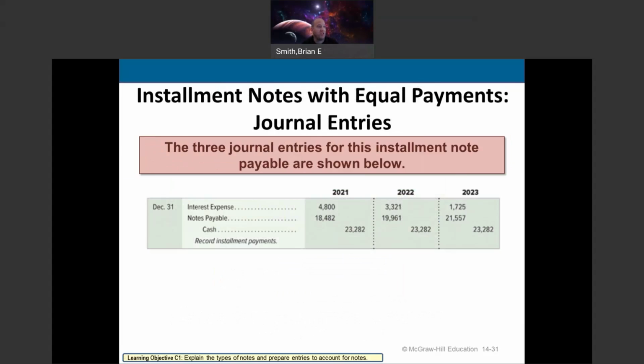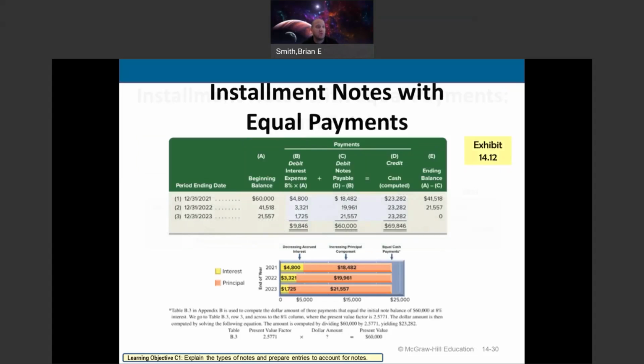Here are our journal entries, and you can do it. See here, with this table, you can do your journal entries every time. Every time your credit's going to be to cash. Every single time, without fail. Same amount. Your payment will not change. But your debit to your notes payable and interest expense will change, but it will equal the payment.